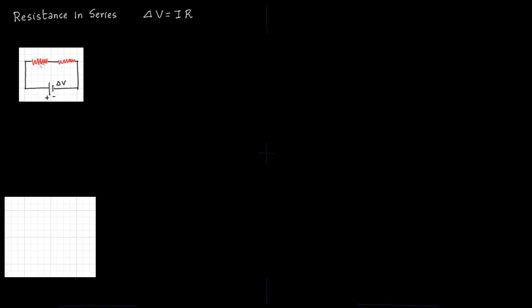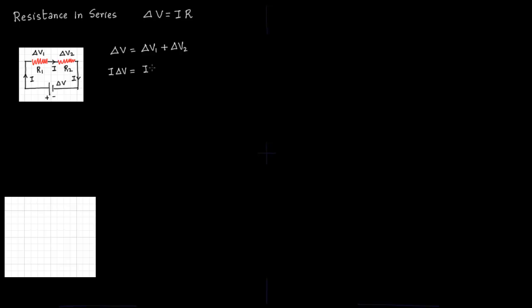And you have current I flowing through them. So R1 is here, R2 is here. So current I is flowing through both R1 and R2. But the potential difference across these two resistors could be different. So across R1 potential difference is delta V1 and across R2 potential difference is delta V2. So the total potential is still the potential provided by the battery. So delta V is equal to delta V1 plus delta V2.